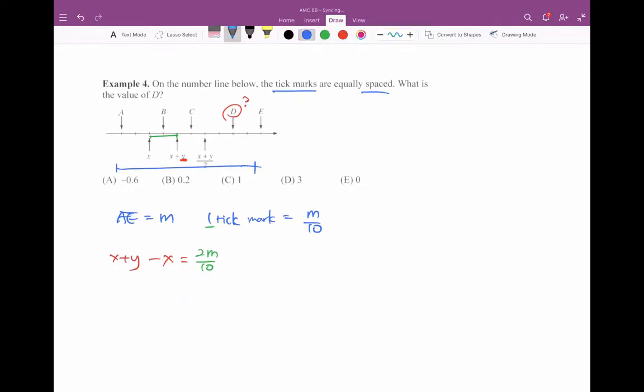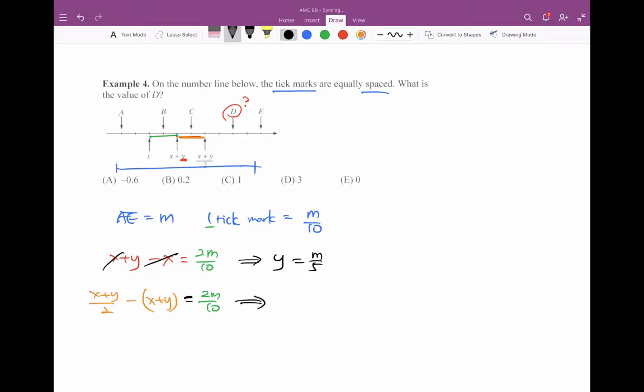On the other hand, we also have the 2 tick marks over here. So let me use a different color. Use orange. So I subtract x plus y from the higher value, x plus y over 2. And then let's simplify. So x's cancel out. y equals m over 5.